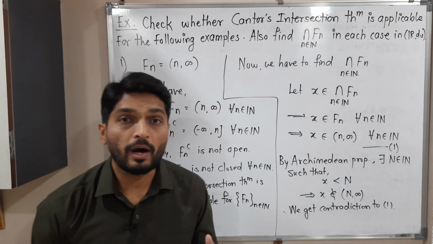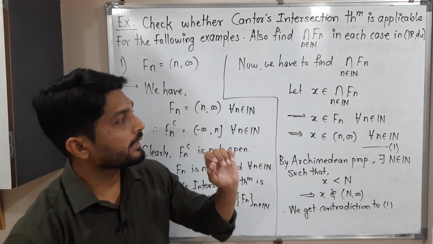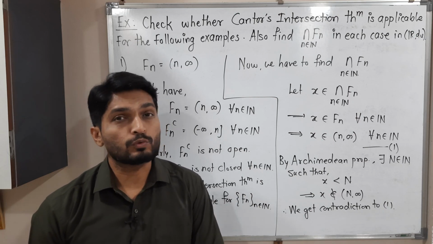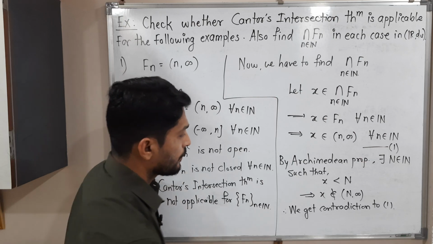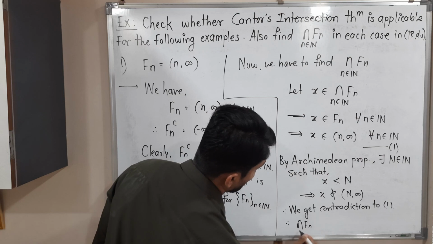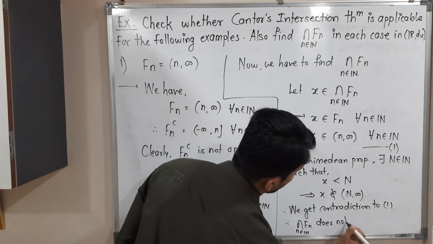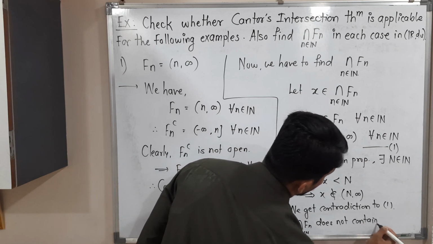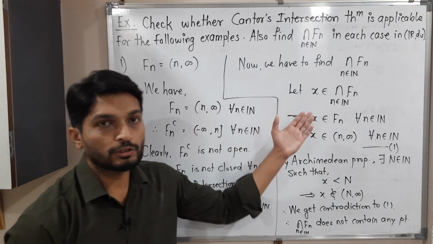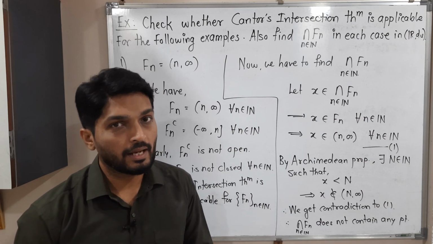So now the question is why are we getting a contradiction? Because our assumption is wrong. What we had done, we had taken one point from the intersection, but we are getting a contradiction. It means it is not possible to select such a point. Therefore the intersection of Fn, n belongs to the set of natural numbers, does not contain any point. We had taken one point, but we are getting a contradiction. That means there is no such point which lies in the intersection. It means the intersection is the empty set.